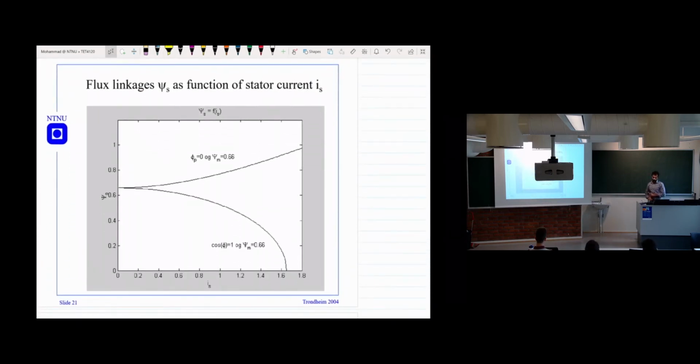Yeah, this is what we see in the first one, the unity power factor. This is the unity power factor.